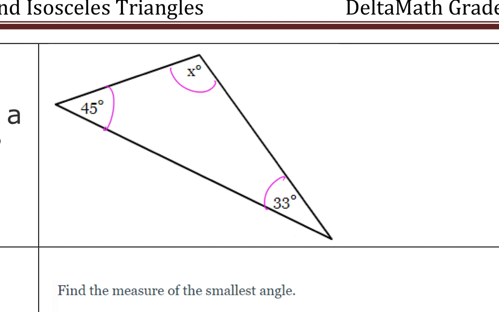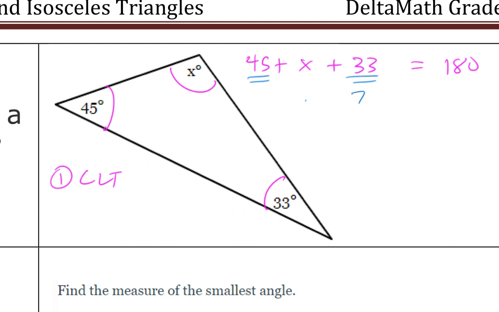Well, let's set up what we know. We said that angle 1, 2, 3 has to add up to 180. So the first one, plus the second one, plus the third one. Now we just follow our steps. The first step we always try to do is combine like terms. I see a 45 and I see a 33, and I can combine those, for a total of 78.